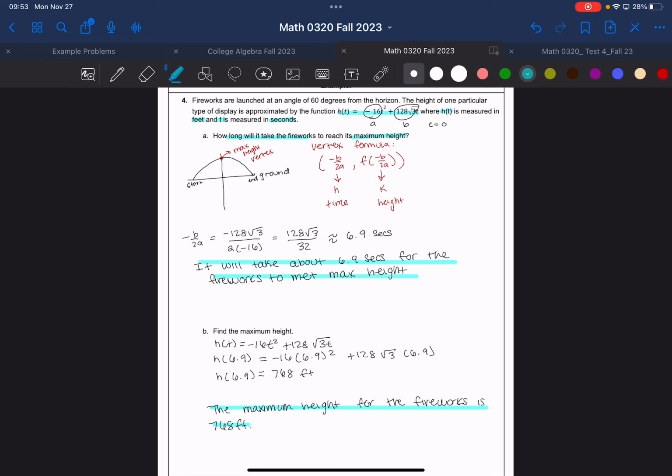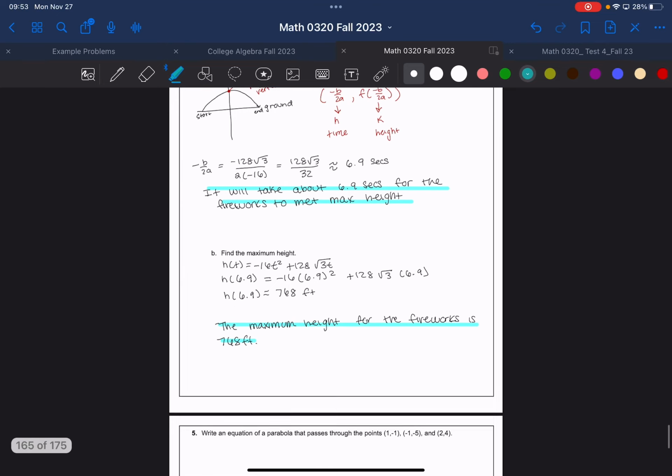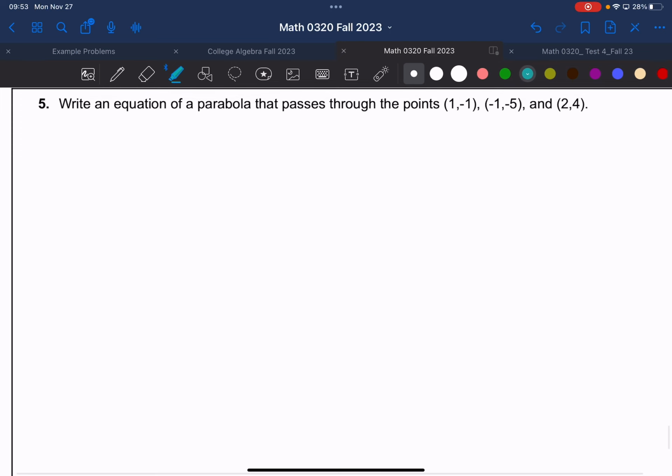So that first one was an example of an application, so a real-world problem. This next and last problem, problem 5, is going to go over modeling. So what I mean by modeling is that in this question, you are not given the quadratic equation. Instead, you are given 3 points. And then using those 3 points, we're going to have to model a quadratic graph. Okay? Again, this is not tested this time. It's going to be tested on the final.